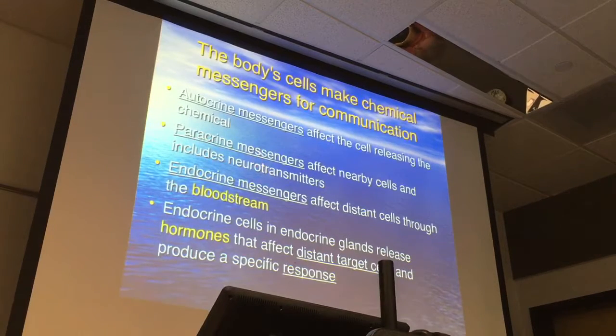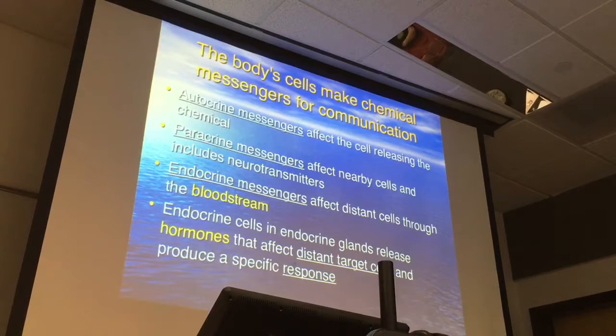Yeah, they're released by neurons, but are all neurotransmitters released by neurons? No. There are receptor cells that release neurotransmitters. What do you call it then? Is it a neurotransmitter or a paracrine messenger? It's a paracrine messenger. Okay.